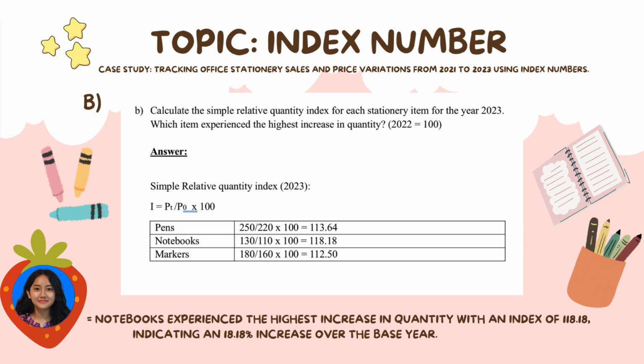As for question B, to calculate the simple relative quantity index for each stationery item for the year 2023, we use the simple relative quantity index formula, where Pt is for the current year and P0 is for the base year. As shown in the answer, the notebooks experienced the highest increase in quantity with an index of 118.18, indicating an 18.18% increase over the base year.